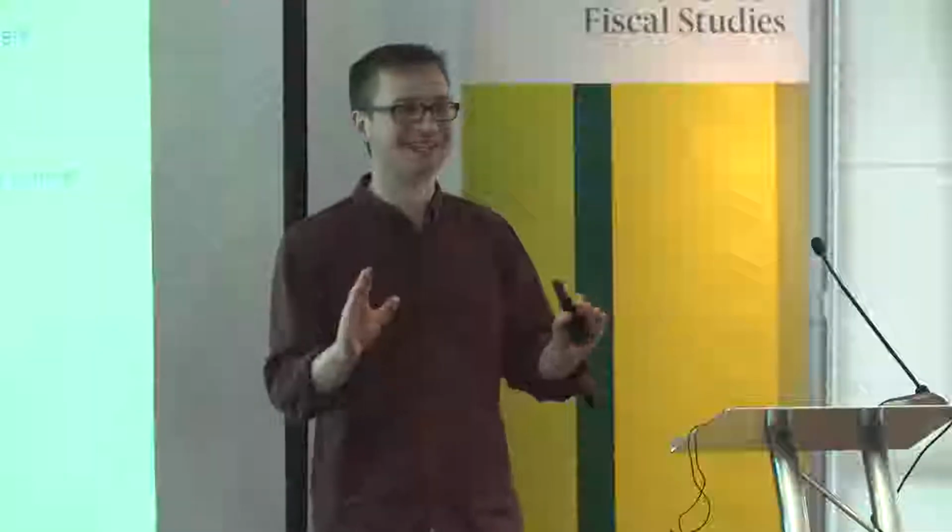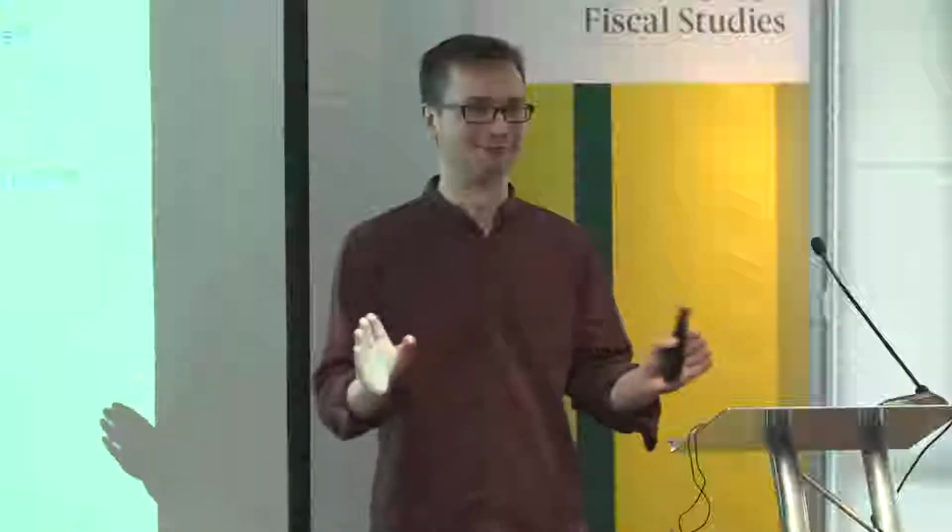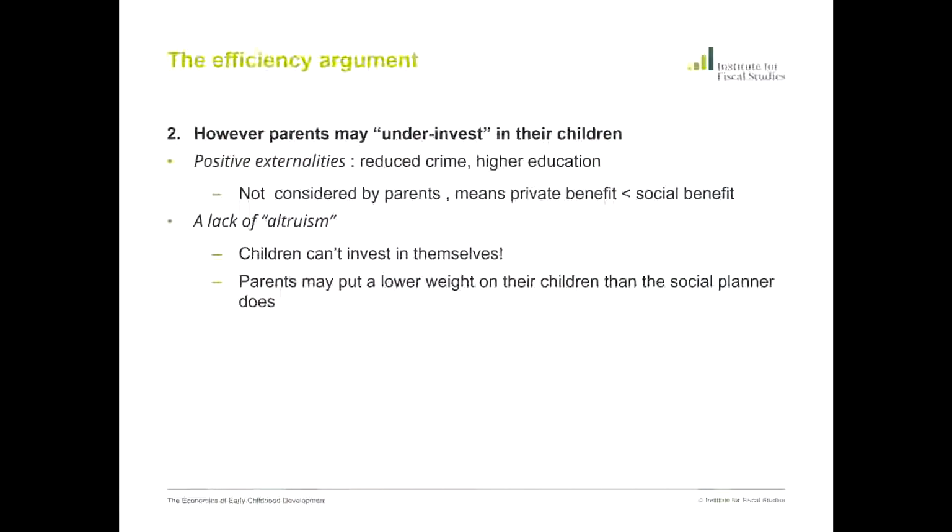So this is not to say that parents do not care about their kids, it's not what I'm implying at all. But rather, the fact is that children don't choose the investment decisions themselves, rather parents make that investment decision for them. So in this sort of hypothetical parental utility function, if the parents' weight on their child's development is lower than the child would place themselves in their own development, then parents will underinvest relative to a social optimum.